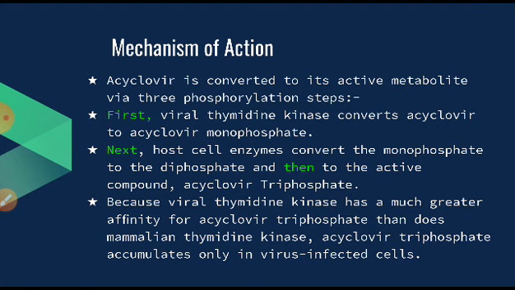Viral thymidine kinase has a much greater affinity for acyclovir than mammalian thymidine kinase does. So don't think that thymidine kinase is not available in the host. It is available in the host, but the viral thymidine kinase has more affinity towards acyclovir. That's why the host thymidine kinase does not act on it, right? Only if a virus is there in the body will it convert effectively into its active metabolite. Otherwise it will be safe for the human body. Acyclovir triphosphate accumulates only in virus-infected cells.